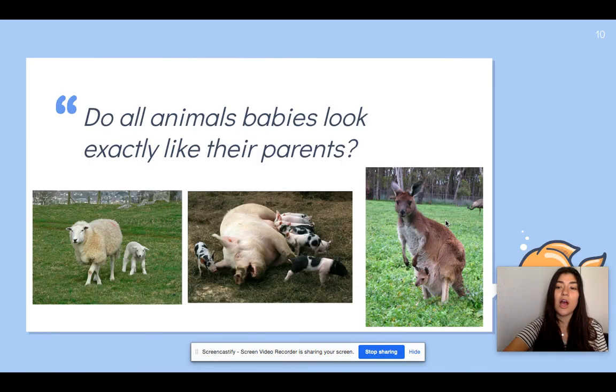Now, to conclude, I want us to think about the question, do all animal babies look exactly like their parents? Do you look exactly like your parents? While we may look similar and have lots of similarities, there's still differences that we can see.